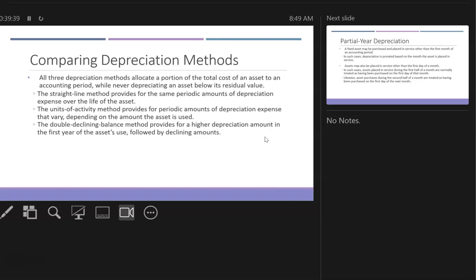All 3 methods allocate a portion of the total cost of an asset to an accounting period, but you can't ever go below the residual value. The straight line method provides for the same periodic amounts every year. The units of activity provide for periodic amounts that vary depending on the amount the asset was used. And the double declining provides for a lot more depreciation at the beginning, the first year of a life, followed by declining amounts. Okay?